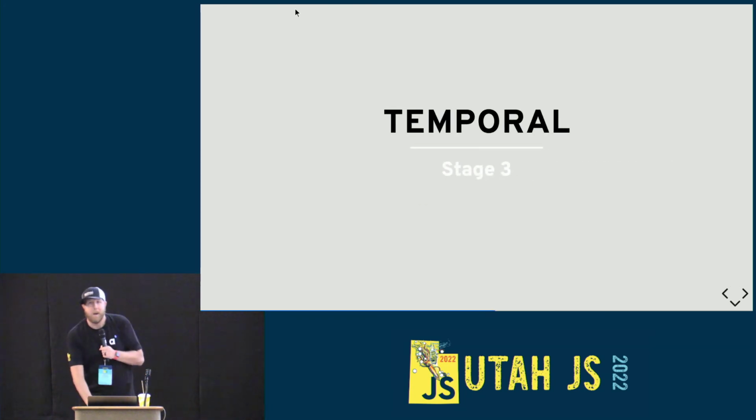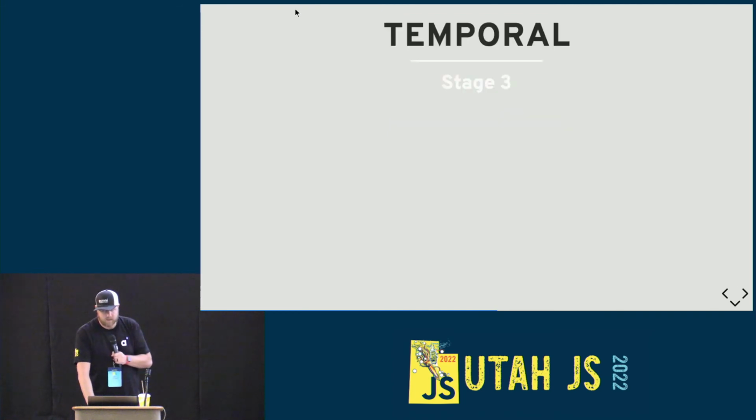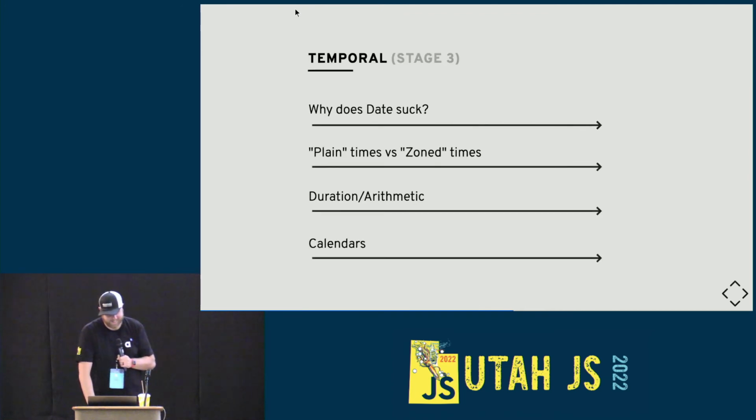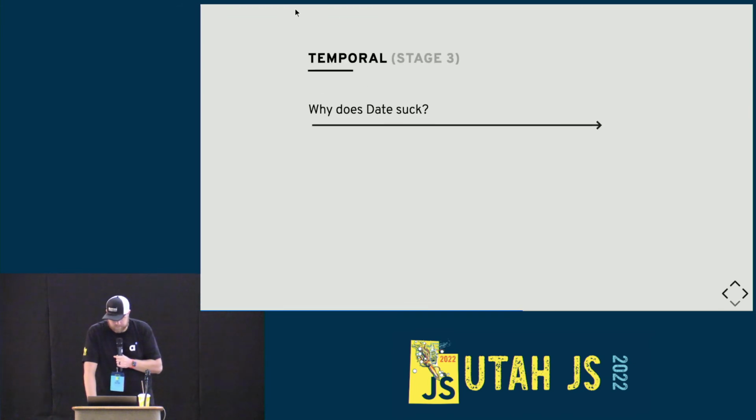So that was depressing. But let's go to something more interesting, more exciting. And we'll have to move through this one real fast. Temporal. It's a replacement for date. Finally, yeah. So, why replace date? Well, we'll talk about that. We'll talk about plain times versus zone times, time durations in arithmetic, and calendars if we can get to it.